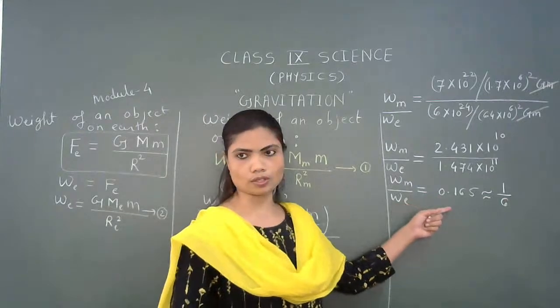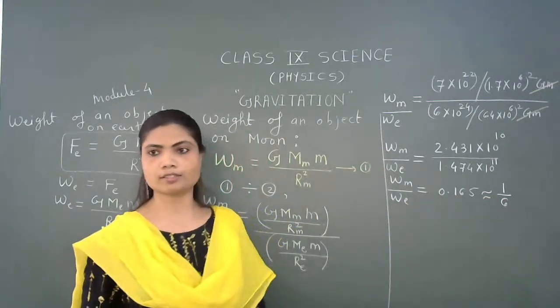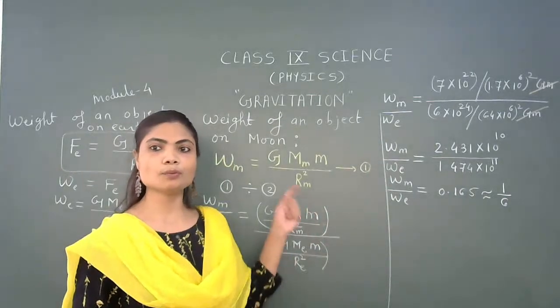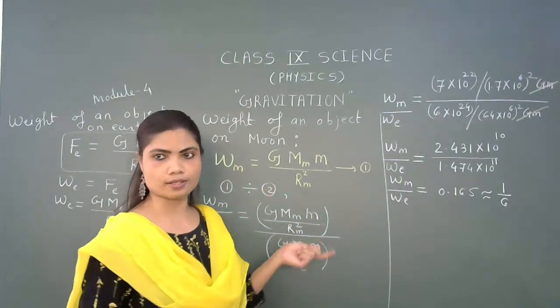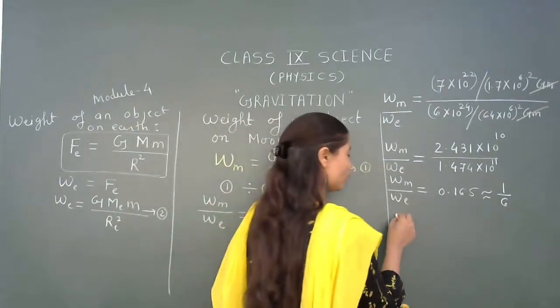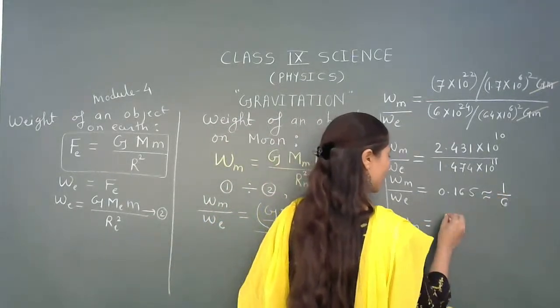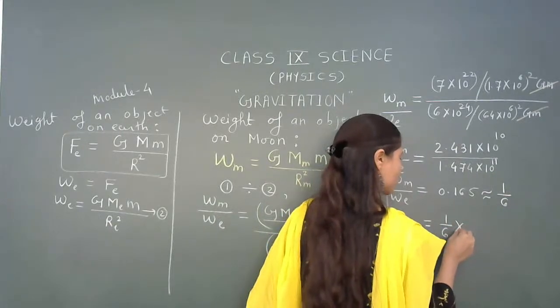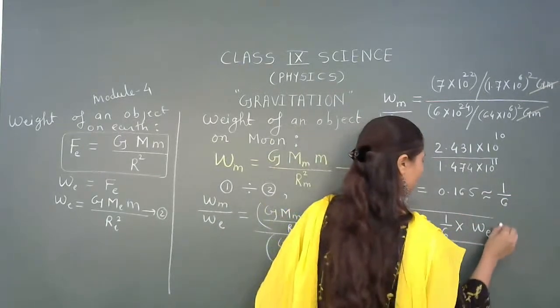You have to calculate, and you have to find whether it is correct or not. Okay, in the next class we will understand whether we have done correct or not, but you have to make sure how to cancel and how to substitute the values here. Okay, and ultimately what will be the result? Weight of moon will be 1/6 times the weight of any object on the earth.